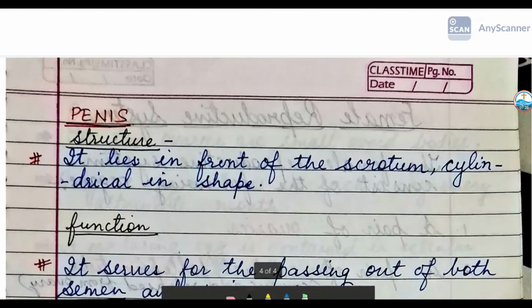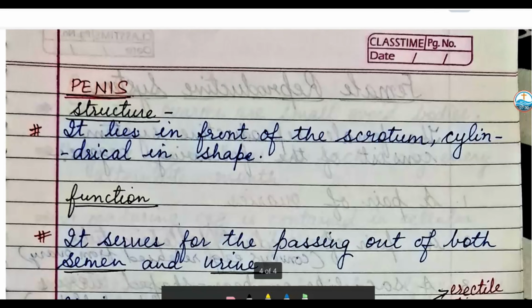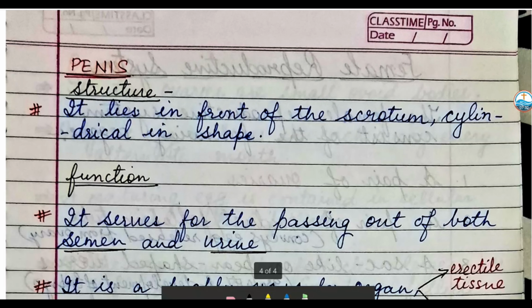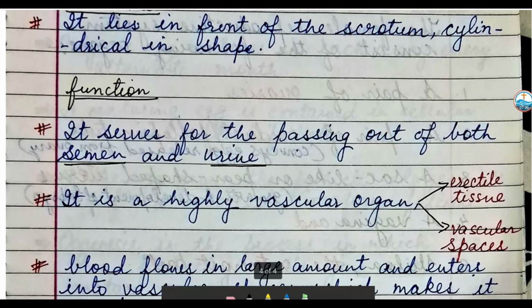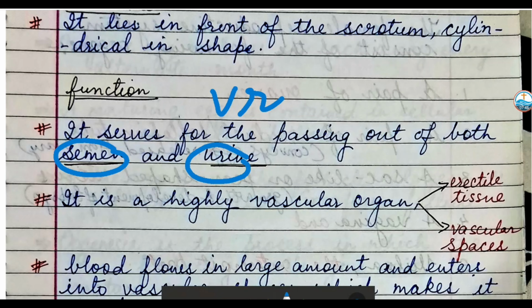All right. Now the next structure is the penis. It lies in front of the scrotum and is cylindrical in shape. What is its function? It serves for passing both, as we have studied just now, the semen as well as the urine, through the urethra.